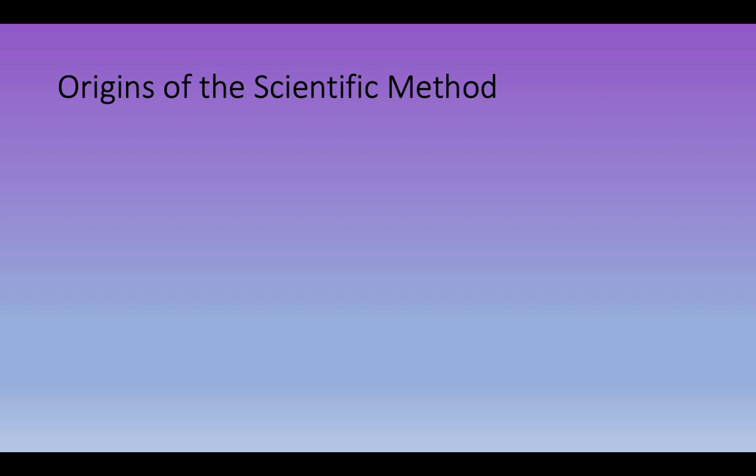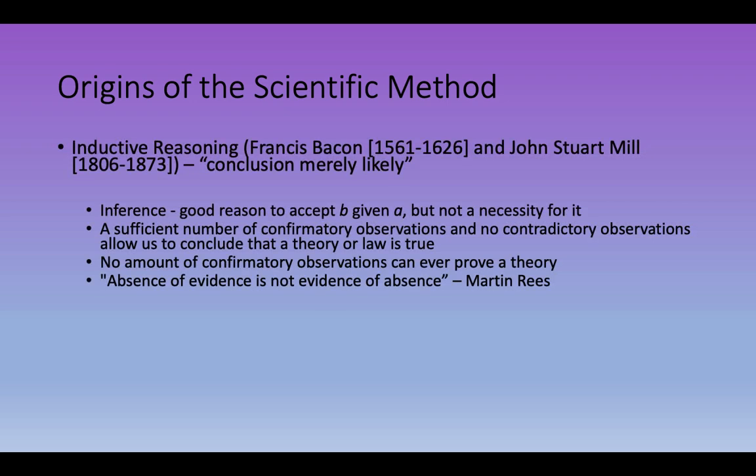So, thinking about the scientific method, one of the things that is important to consider in this process are the different types of ways that we reason, right? And so inductive reasoning, which was first promoted through Francis Bacon and then others like John Stuart Mill, right? When we're reasoning inductively, what we're doing is drawing conclusions that we consider to be likely, and we're doing this based upon inference.